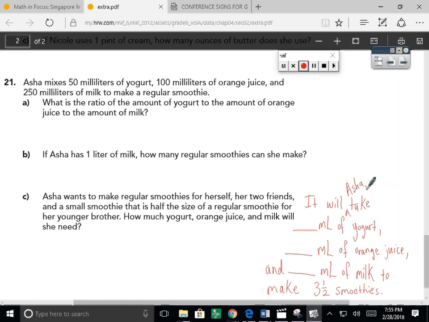I hope that you're able to finish those last two on your own. Again, you're going to have to do something about those 3.5 smoothies. You're going to have to take that 3.5, turn it into an improper fraction before you multiply by your ingredients.